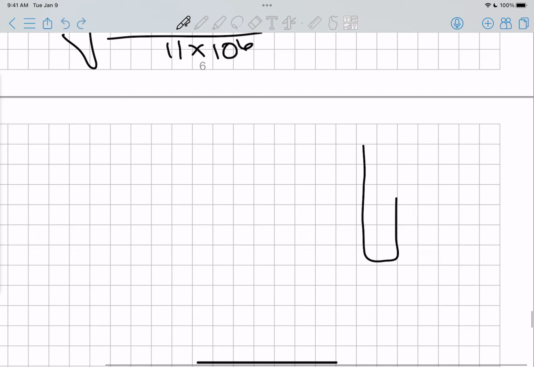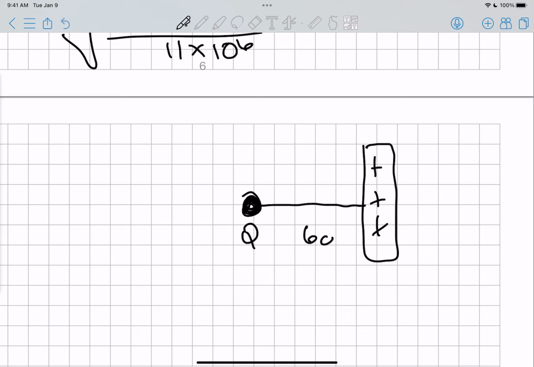Because effectively, here's our Q, right? If this thing is 6 centimeters and B is located at 4 centimeters, then this thing is 4 centimeters, then how far is B from the source charge, or from the sheet charge?